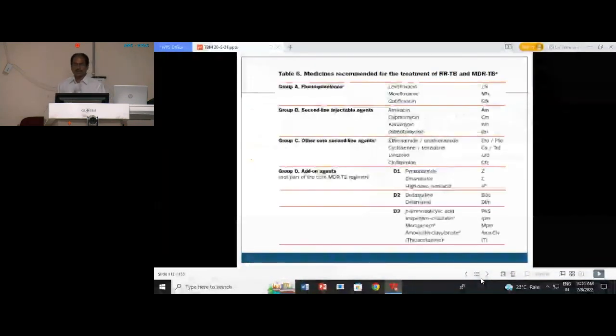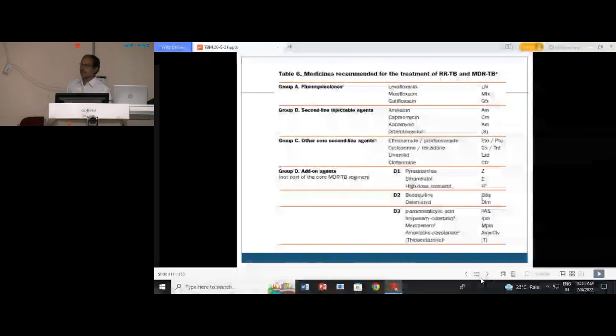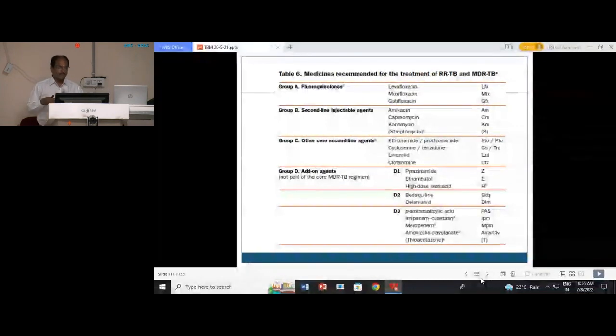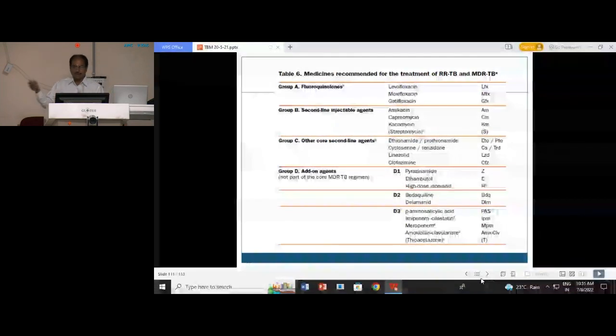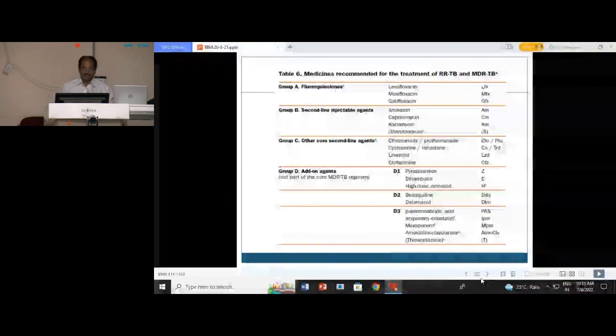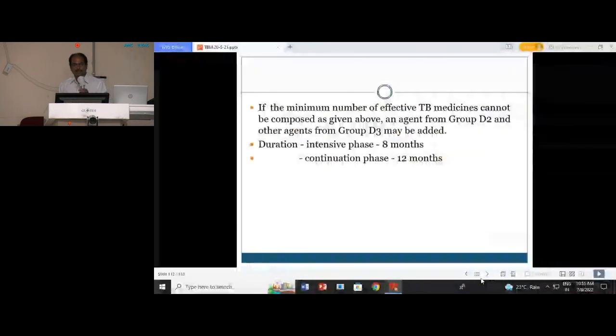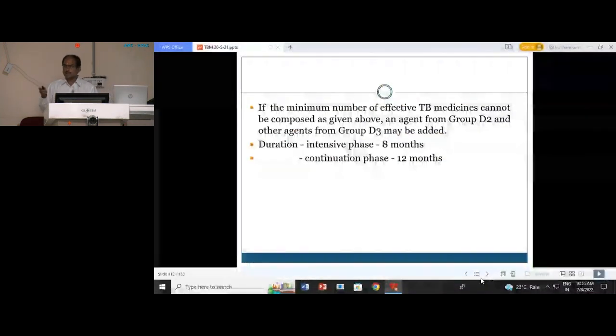Those are very important drugs, very costly drugs. Government of India is giving them free of cost. That is bedaquiline and delamanid. You should know more about them; we will just briefly discuss. Duration: intensive phase 8 months, unlike 2 months here. 8 months intensive phase and continuous phase is 12 months.